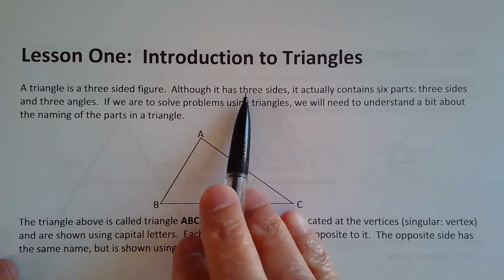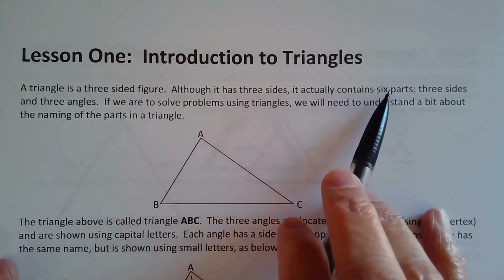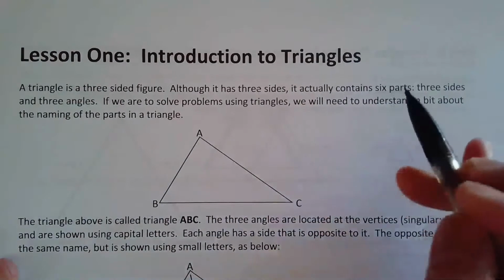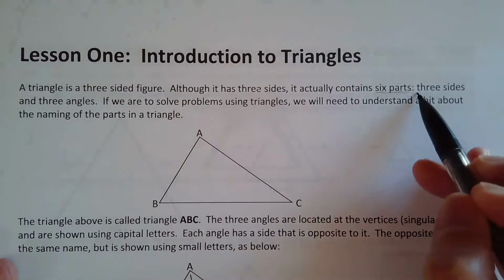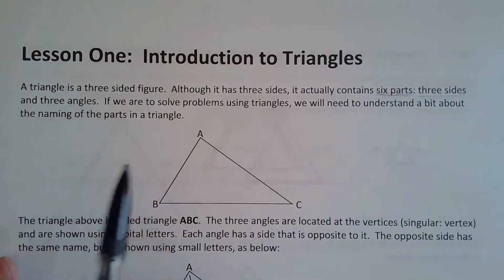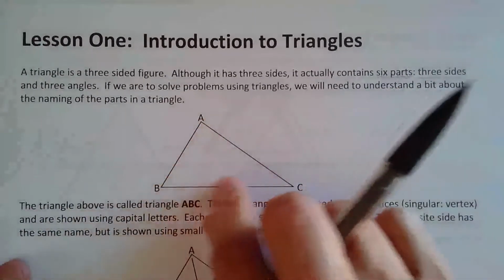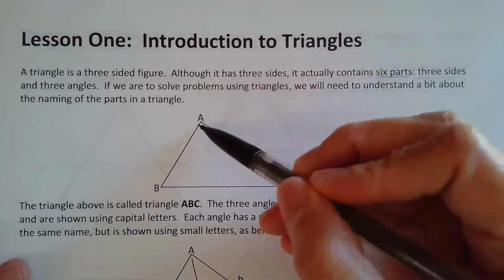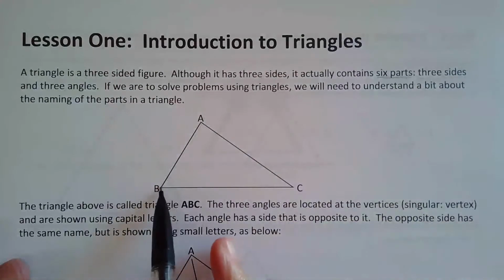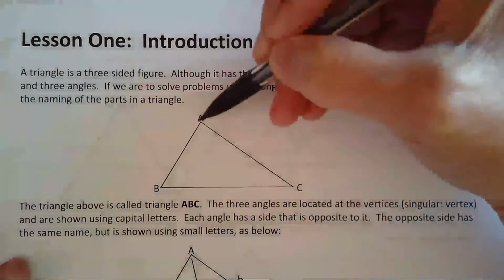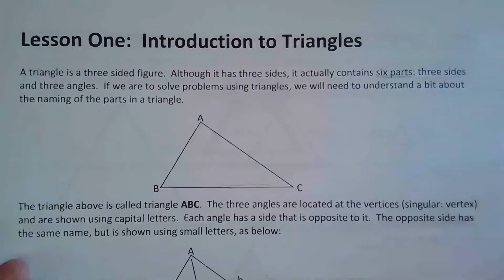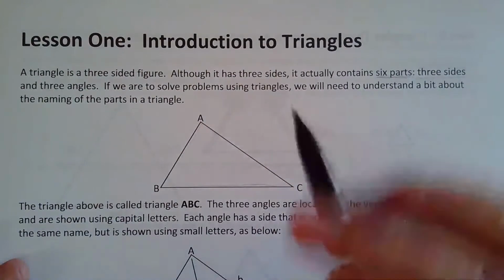Although it has 3 sides, it actually contains 6 parts. Well, what are they talking about, 6 parts? There are 3 sides and there are 3 angles. So this is a picture of a triangle. The sides are the straight lines there: side 1, 2, 3. Those are sides, the lines. And the 3 angles. So what are the 3 angles?